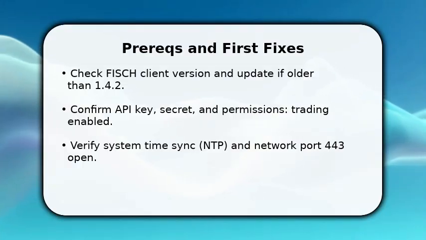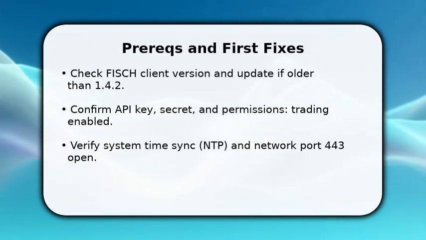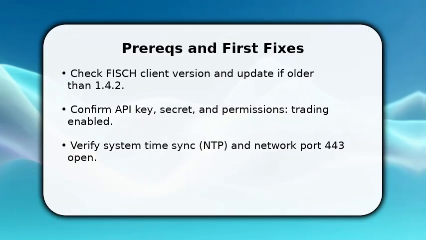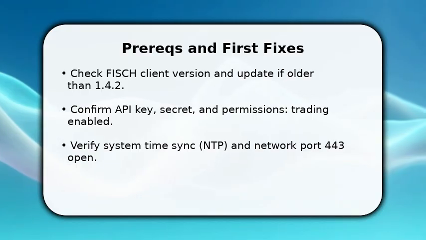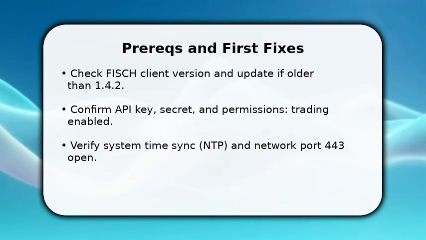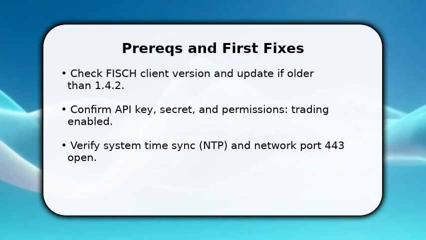You start by validating the essentials. Update the Fisch client to the latest release because outdated code often blocks trade execution. Next, confirm your API key and secret are present and that trading permissions are explicitly enabled on the exchange. Missing scopes are a common silent blocker.